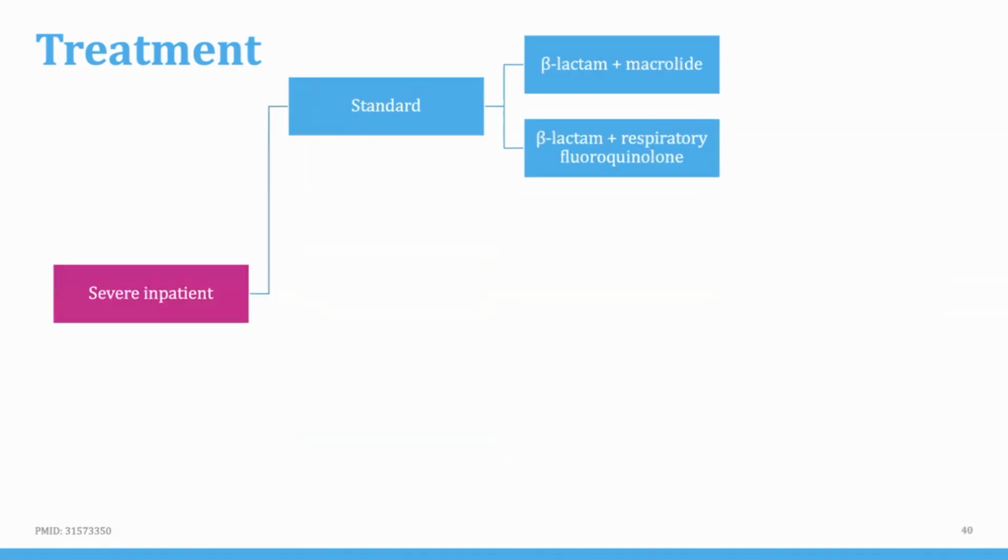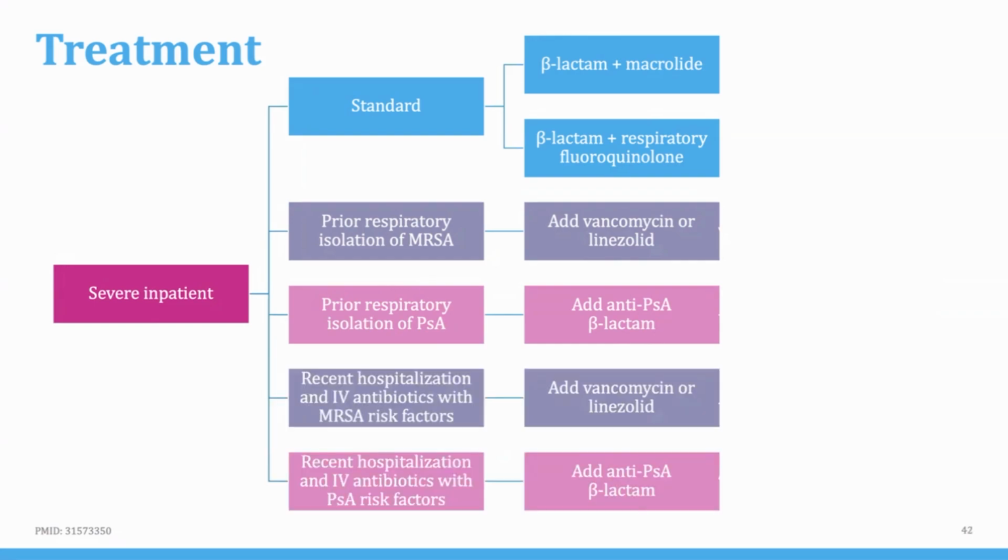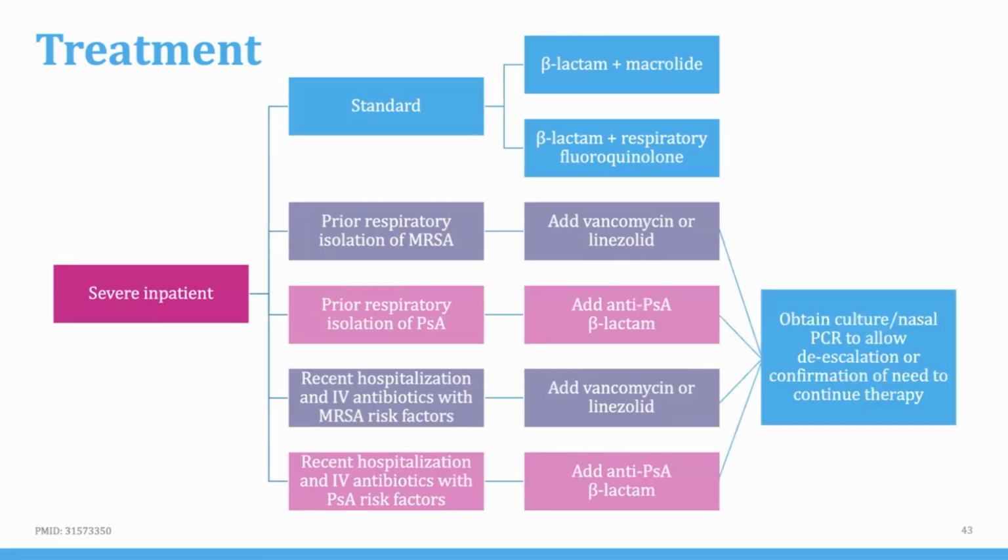In severe CAP, the standard approach is to still start with a beta-lactam and macrolide. If you choose to use a respiratory fluoroquinolone, you should add a beta-lactam to it. If they have prior respiratory isolation of MRSA or Pseudomonas, again, think about the dedicated coverage. And in this case, if they've been recently hospitalized and received IV antibiotics and have risk factors for MRSA or Pseudomonas, you can also go ahead and empirically add the dedicated coverage. But you should get cultures, get the nasal PCR so that you can see if you can de-escalate your coverage or confirm that you need to continue one or both of the agents.